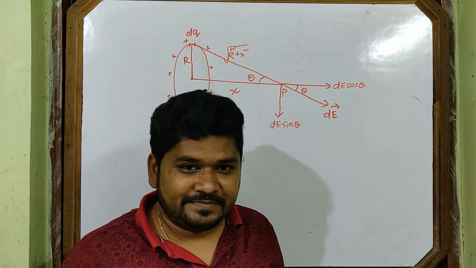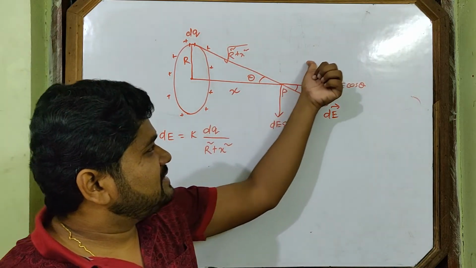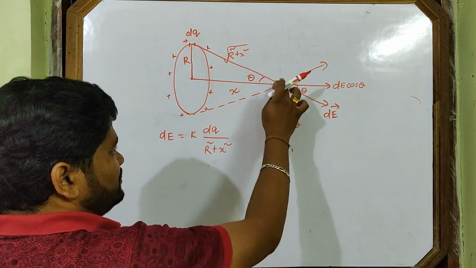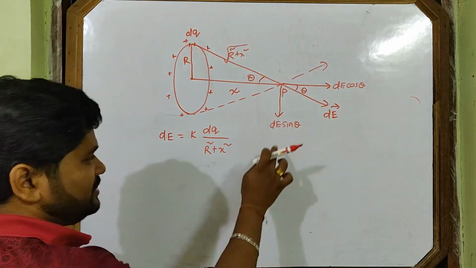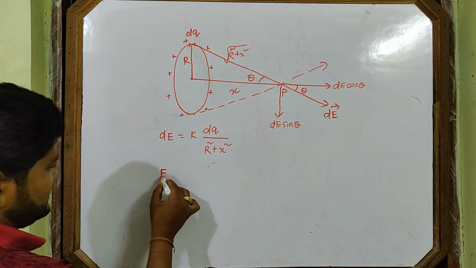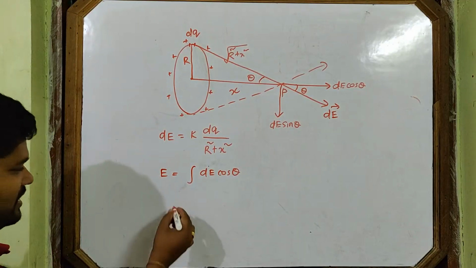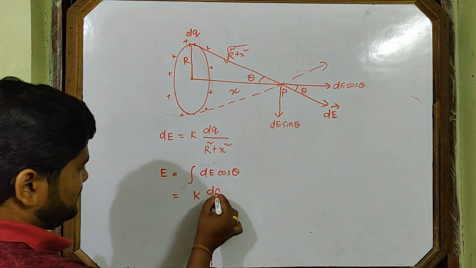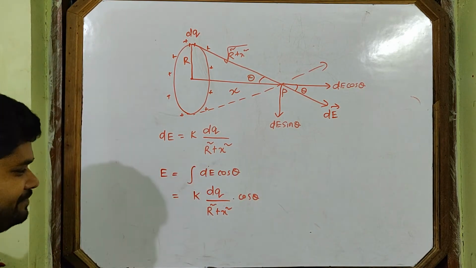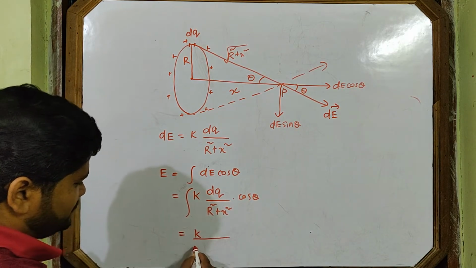Which component will cancel? If we consider a small section just opposite to this dq, one electric field will go like this, the other electric field will go like this. Then they can be resolved into two components, one upward, one along dE cos theta. The dE sin theta component will cancel. So only which component contributes to the net electric field? Only dE cos theta. We will do the integration of dE cos theta, and dE is k dq by R square plus x square, times cos theta. Then the constant terms, k, you take outside.